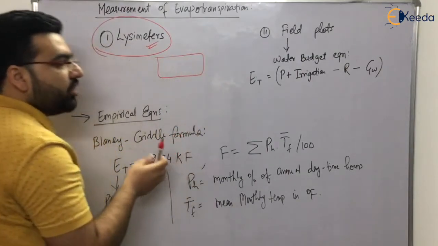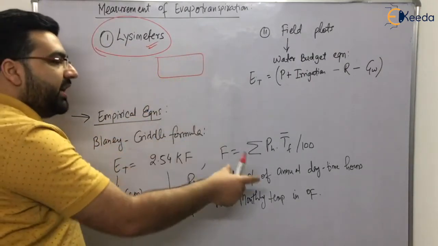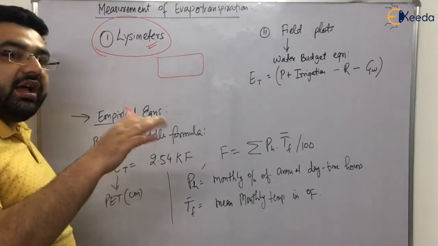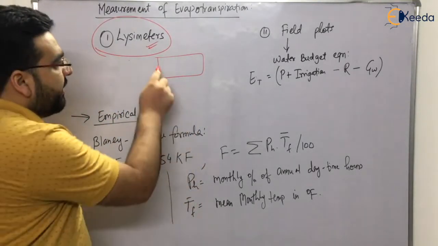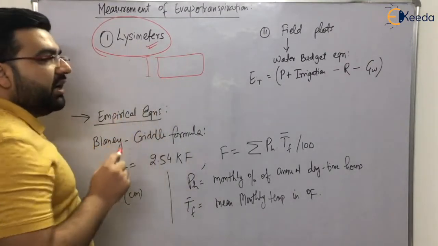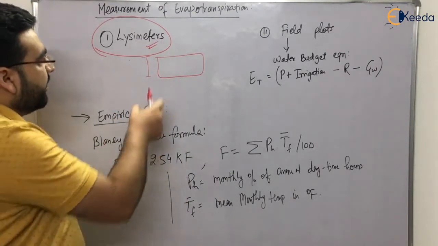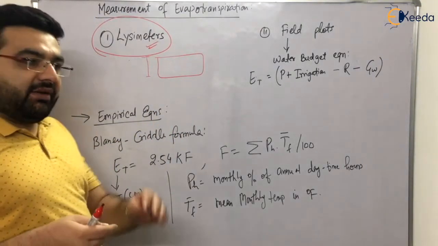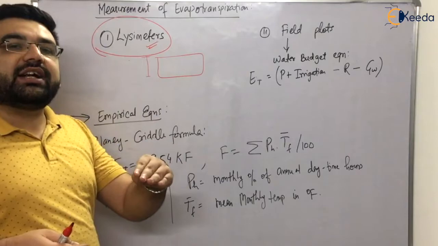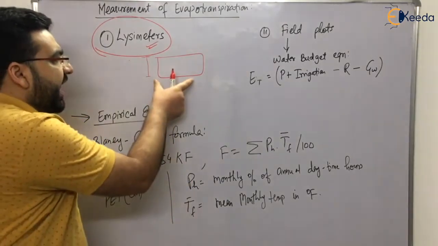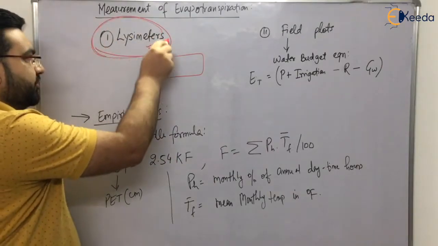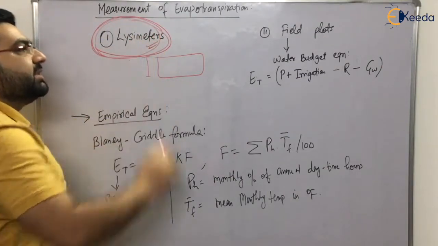Plants are grown in the soil block, and this soil block is exactly as the environmental conditions are. We maintain the moisture content in the soil block, right? There is a proper arrangement of instruments which measure the moisture content in that soil block, right? So it is a very time consuming process. It takes a lot of time. So that is why it is not generally used, right? But from the examination point of view, this is very important.